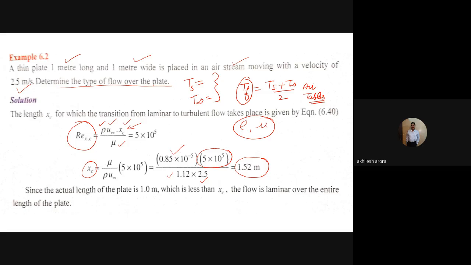So it means this plate is only of length 1 meter, whereas the transition will take place at a distance of 1.52 meter. So naturally the flow is laminar over this flat plate.